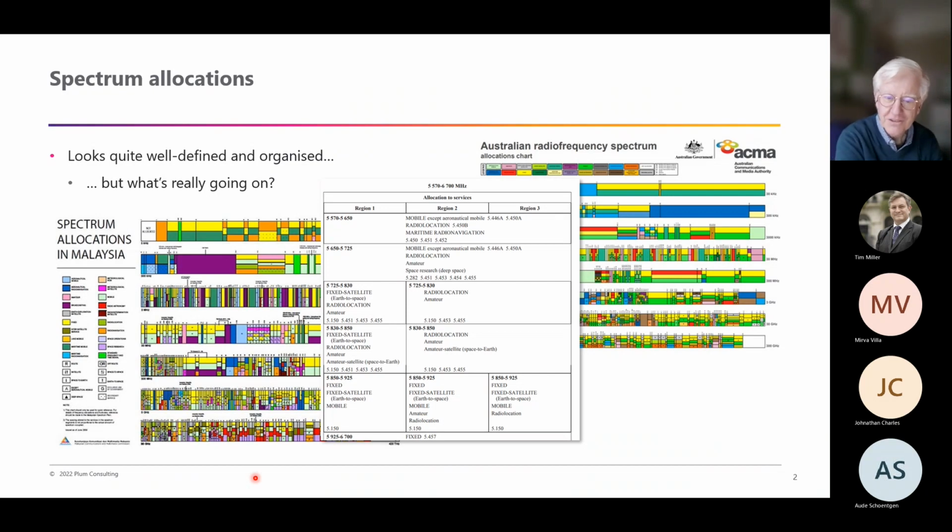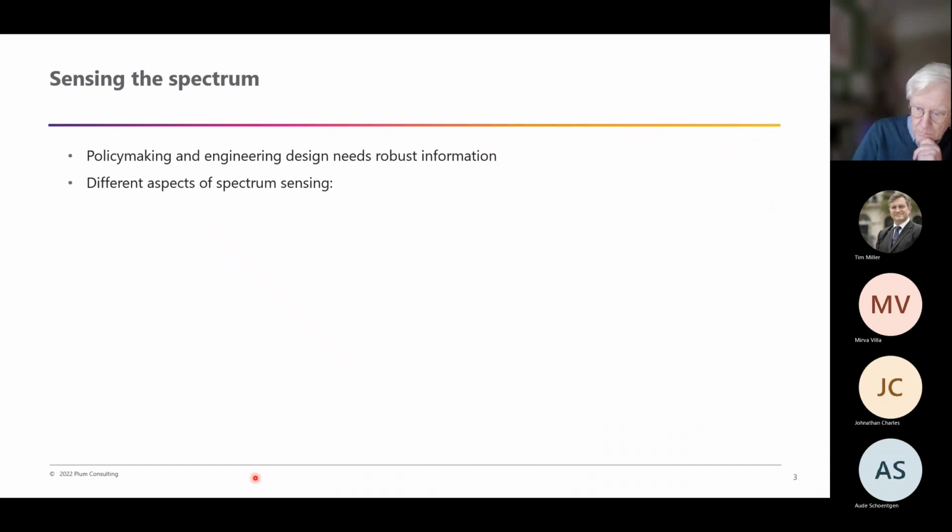We have primary services and secondary services. So in principle, we know exactly what's going on in all these colourful chunks of spectrum. But of course, the tidy world of the regulator may not correspond to what's actually going on in the real world. And so it can be important to sometimes take a reality check and to see what's really happening. And you may need to do this for various reasons.